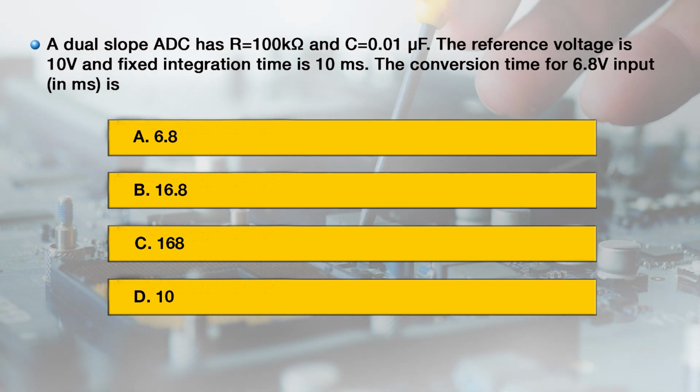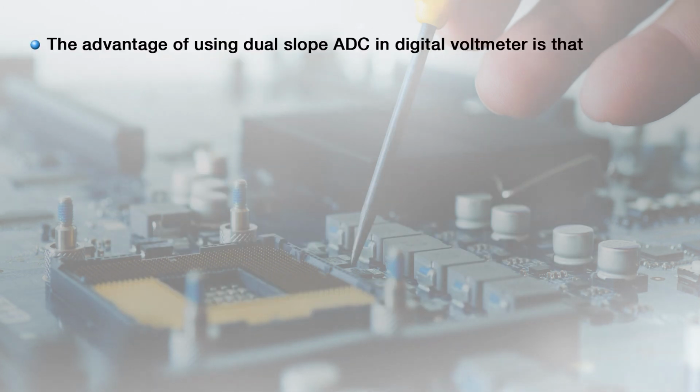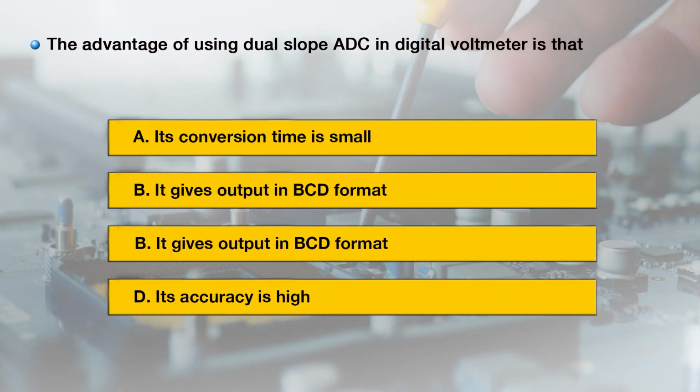So, you have to use the formula T1 plus (Vin/Vref) into T2. You can find this formula in the dual slope ADC design explanation. So, you will get the result as 16.8, which means B is going to be the correct option. Try to calculate yourself.